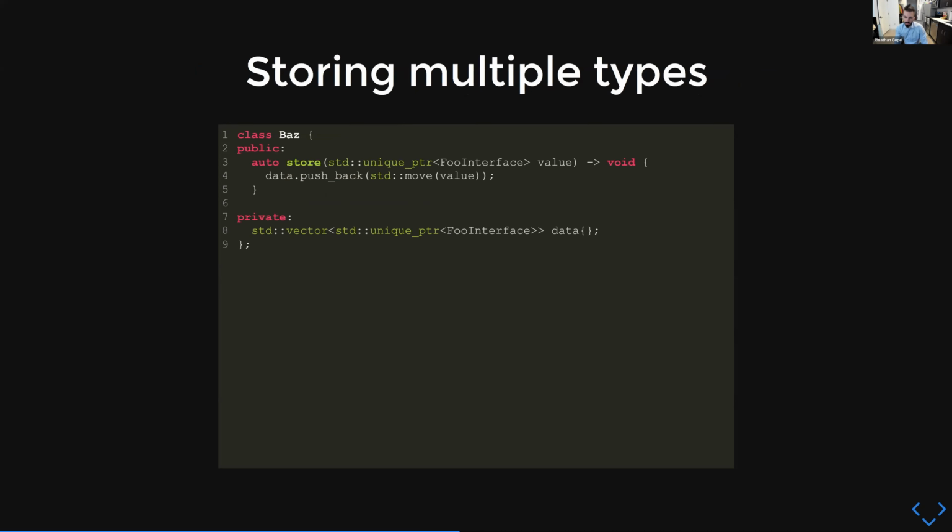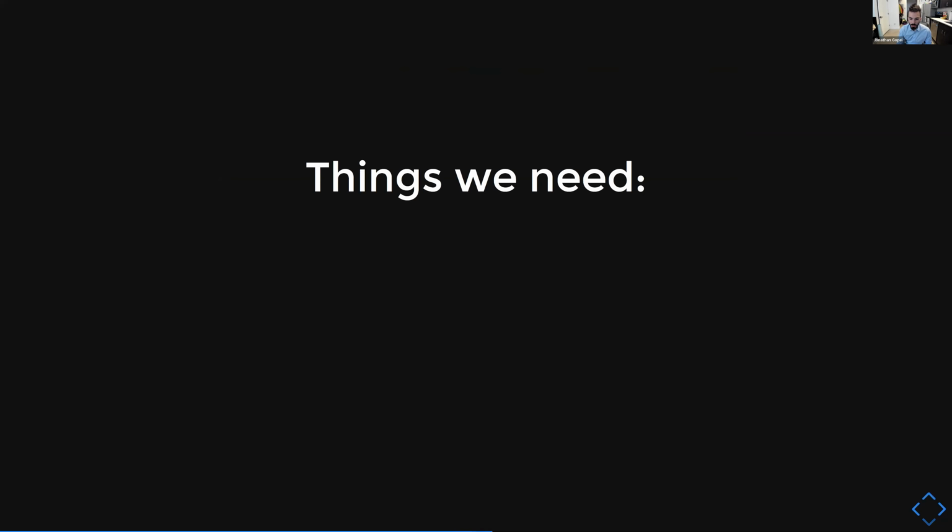Okay, so now we have to store multiple types, right? So in the virtual case, this is straightforward. We take a value, we just put it on a vector of pointers to base. I assume everyone has done this plenty of times. It's pretty straightforward. So to replicate this without using virtual, we need a couple of things.